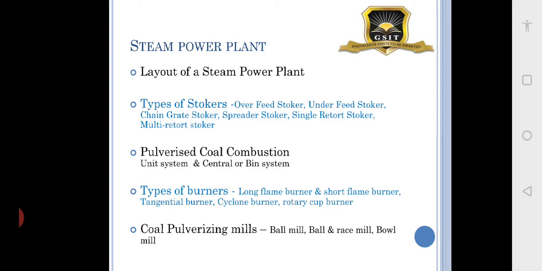So this steam power plant, we will see the layout of a steam power plant. Then what are the types of stokers? Stoker means, I think you have seen the movie Sholay. In that, that steam locomotive is there, and to feed this coal into the boiler, that shovel is used, and they keep on feeding the coal inside. So the small locomotives and all, it is manually done, but in big power plants, it cannot be done manually. So you have got arrangements which are known as stokers, which will push the coal, especially lump coal, onto the grate so that it can burn.